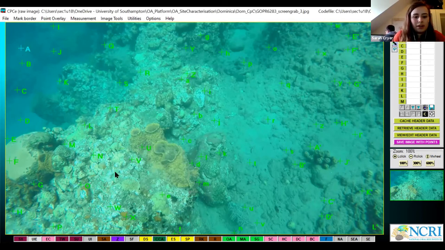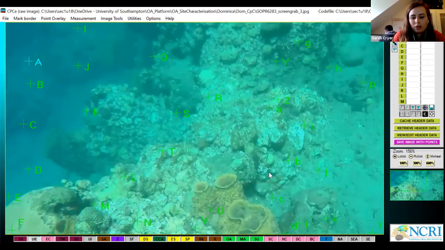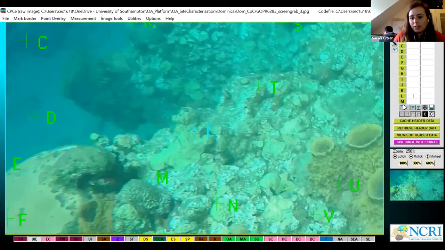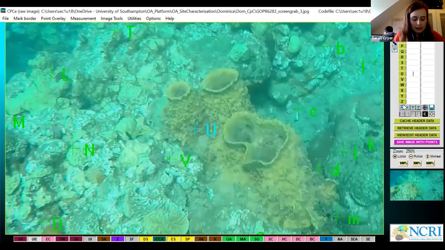Sometimes I can't identify it. So for example, I can easily see that's a sponge, and then I just put in the identifier that I have created. It also comes with a default set, but because I wanted specific things, hard coral, soft coral, I've set the identifiers that I want. And then you save it and it produces an Excel sheet with the proportions or the number of points that you've identified. So I did that for 4 images on each of the Belize sites and 12 images on the Dominica site, just to get a general idea of what the ecology is on each of those sites.